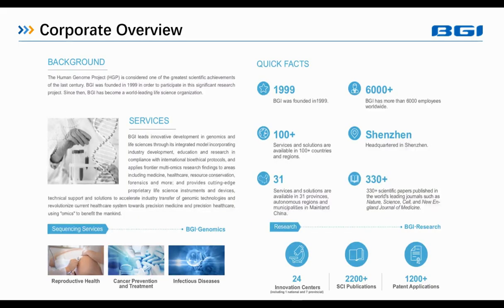So who are we? BGI is a world-leading life science organization. It provides a wide range of services to both researchers and clinical professionals with quality genomic data and genetic testing solutions. It was founded in 1999 in order to participate in the Human Genome Project, which is considered one of the greatest scientific achievements of the last century. It is headquartered in Shenzhen, Guangdong, China. Now BGI has over 6,000 employees worldwide and has provided services to more than 100 countries and regions.